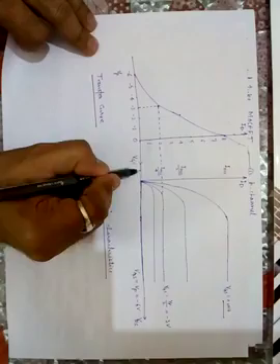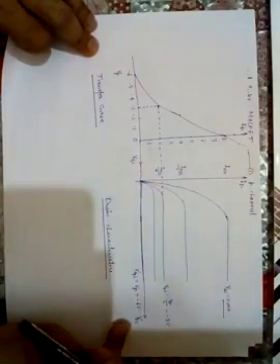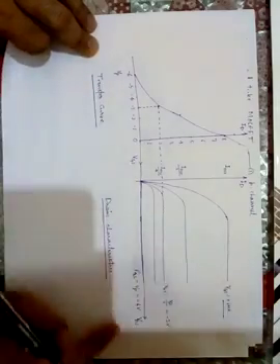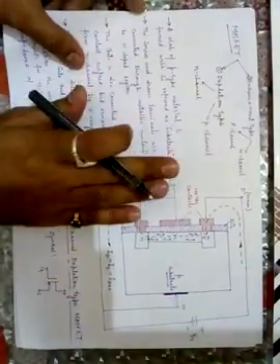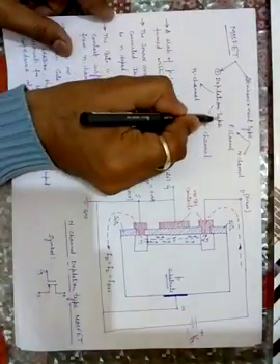And this graph is the drain characteristic, ID versus VDS. But remember, VGS is negative here and VDS is positive here. So this is all about the depletion type. It is the N-channel depletion type MOSFET. Now I am coming to the second. This is the depletion type I explained.